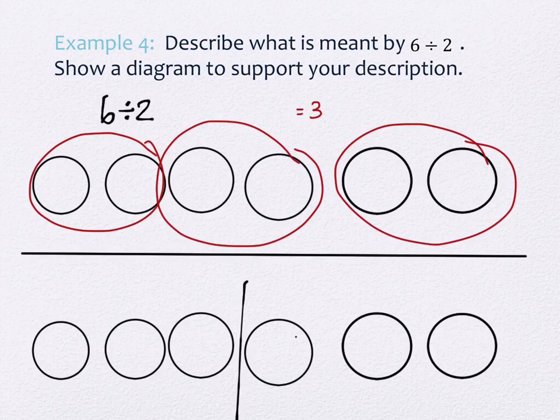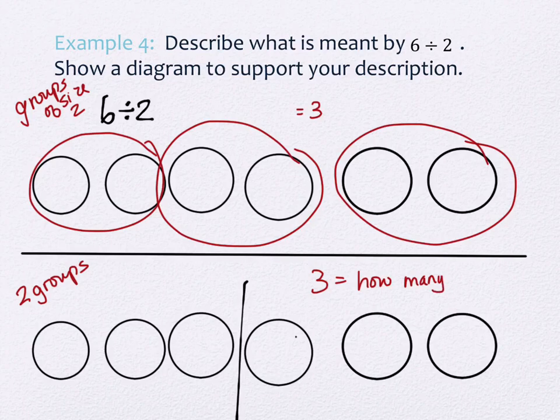They're both valid. But when I do this and I split it into 2 groups, on the first one, I have groups of size 2. And on the second one, I create 2 groups. And the answer to the question, 3, answers how many does everybody get?